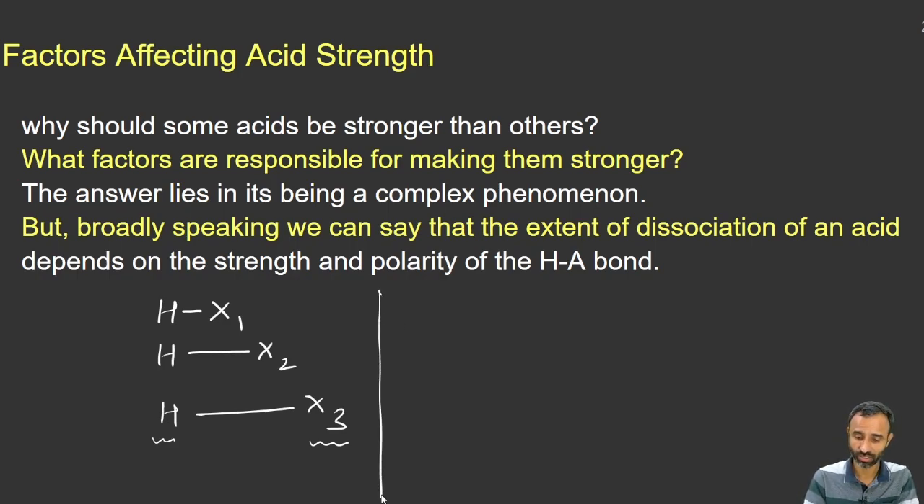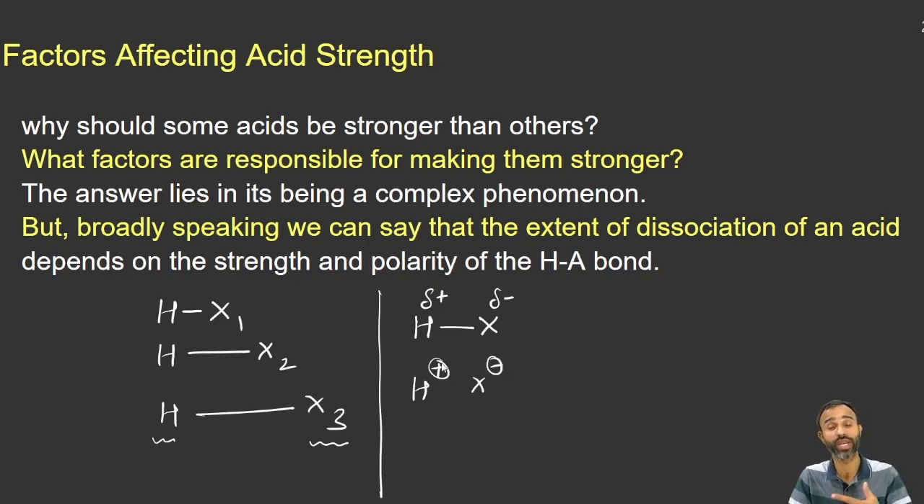Second thing is polarity of the bond. If the bond is more polar, like more positive and negative charge, they can settle into complete positive and complete negative if polarity is increasing. So decrease in the bond strength or increase in polarity, both will favor the increase in acidic strength.